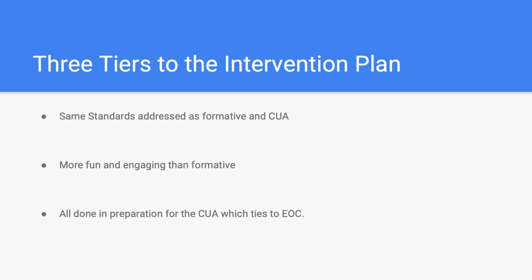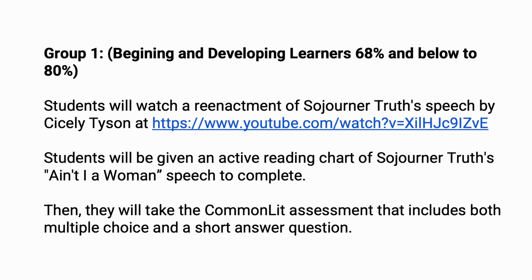We decided to implement this intervention plan the Tuesday and Wednesday after we had taken that formative assessment on Thursday and Friday, and we grouped everybody on that Monday accordingly. We decided to group them sort of mirroring the grading of the EOC. So we grouped our beginning and developing learners together. If they scored a 68 and below to 80%, that put them in this category of beginning and developing learners.